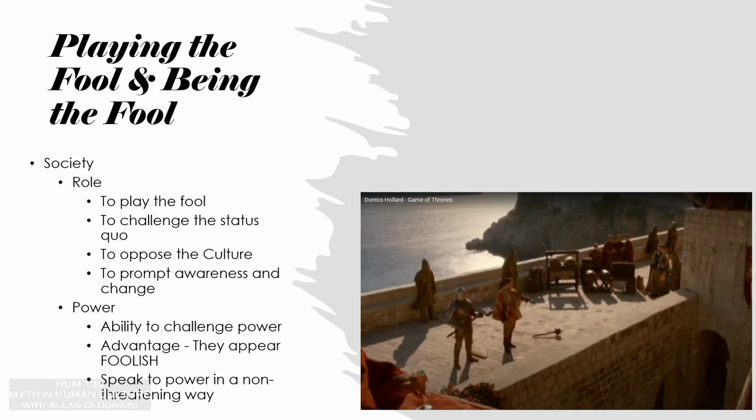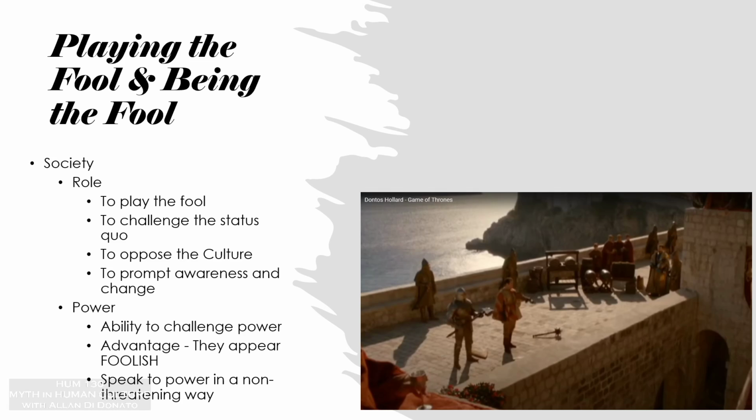We don't often think about them consciously until somebody comes along and does something, and all of a sudden everybody gets a little bit uncomfortable, right? It's kind of the idea of the comedian. They often are offensive. They often make us uncomfortable with some of the things we say, but that's partly to challenge the culture, and that's what the trickster is designed to do. They prompt awareness. They prompt change.